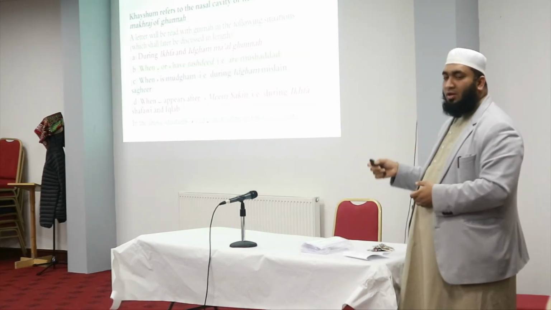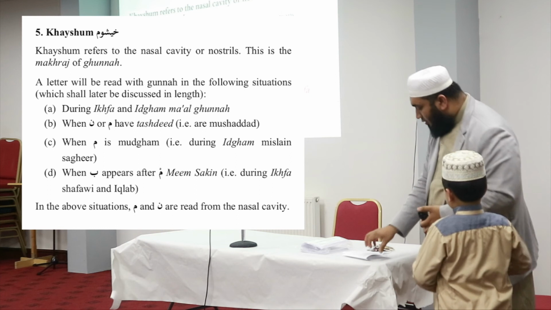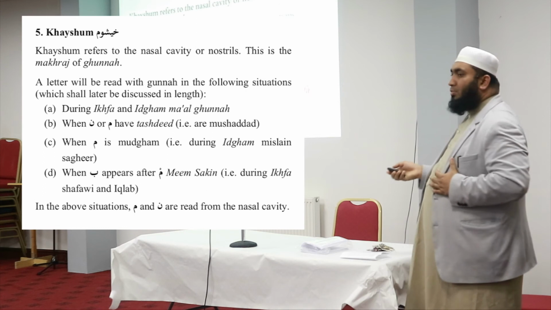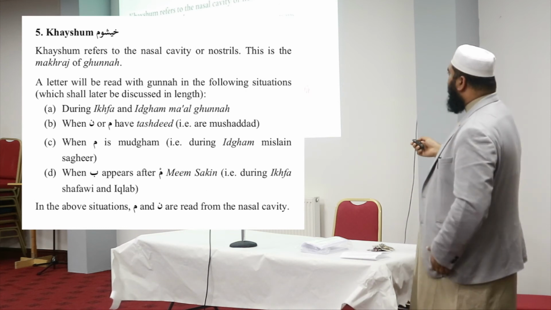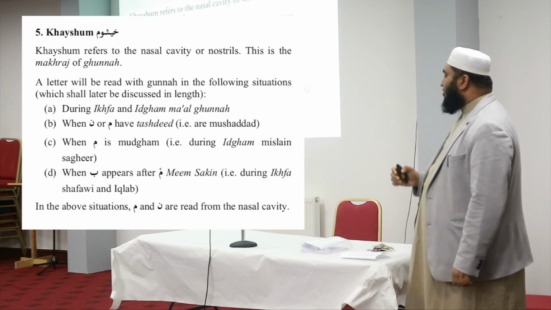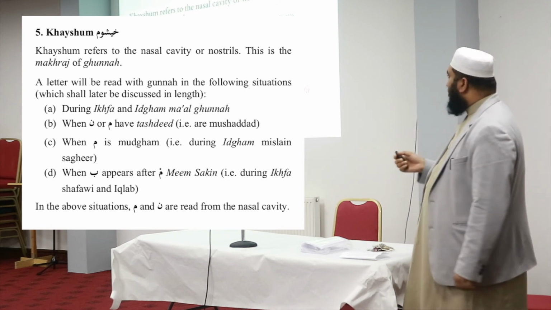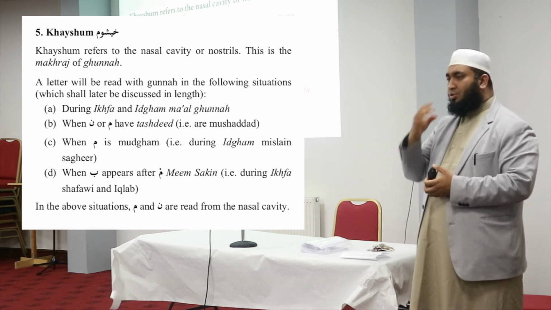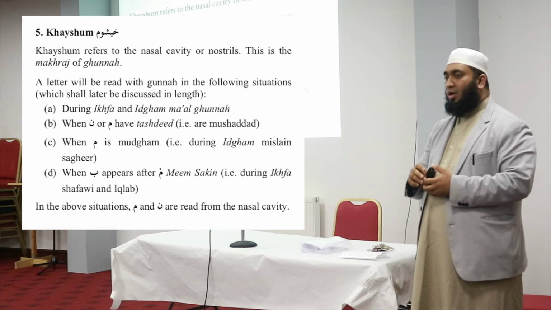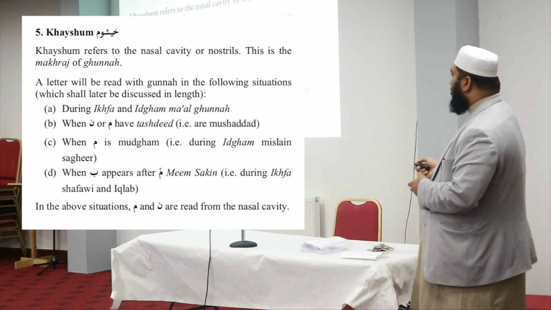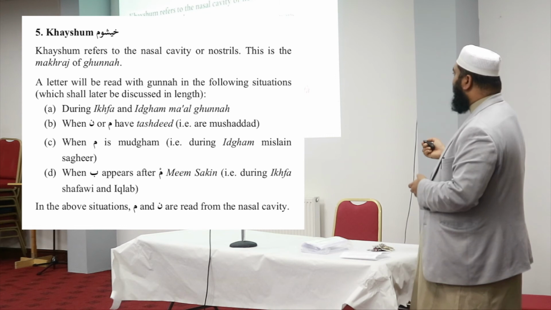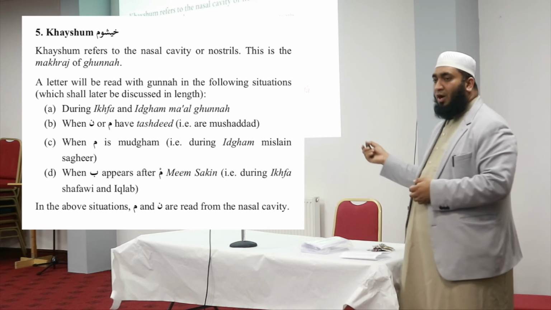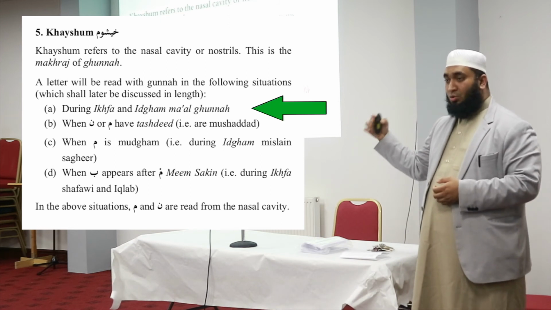The 5th maqam is khayshum. Khayshum refers to the nasal cavity or nostrils. So this is the makhraj of Gunna. All the Gunna are pronounced from our khayshum, from our nasal cavity or from our nose. A letter will be read with Gunna in certain situations, which shall later be discussed in length. We already found when the Gunna is pronounced.